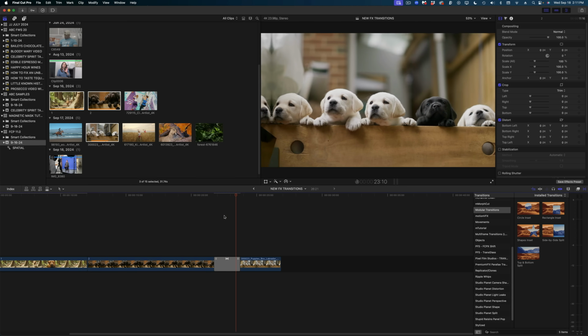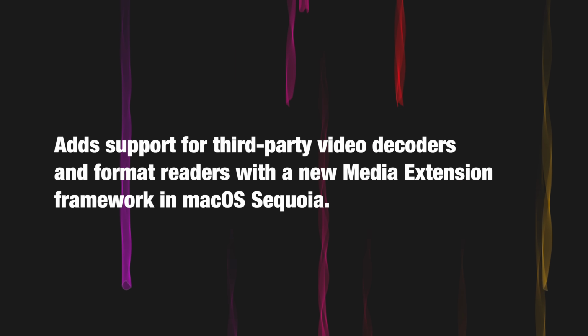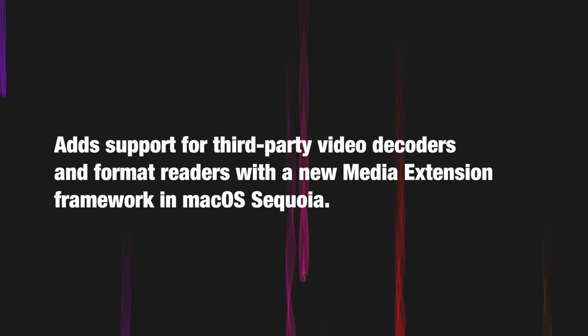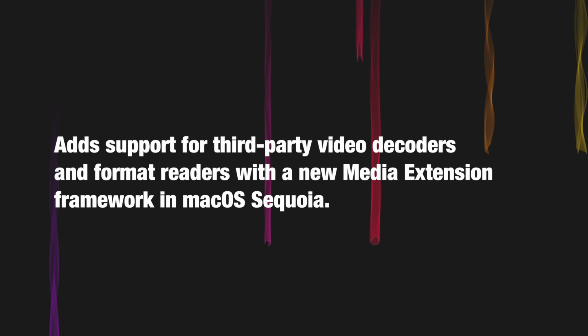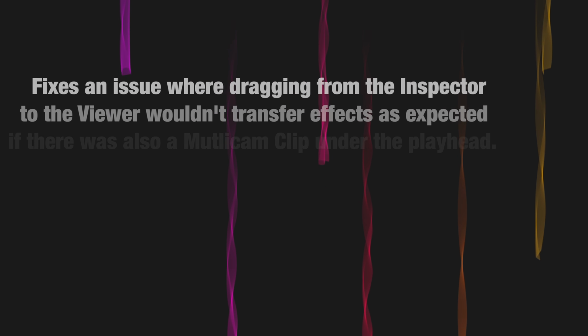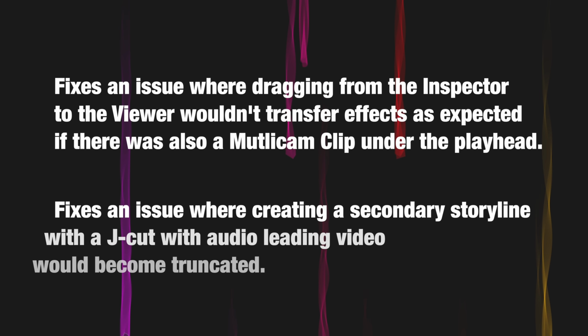In addition to these new effects and transitions, Final Cut Pro also added this support. I'm just going to put this word salad on the screen for you here. Basically, what this means is that Apple has given camera manufacturers the ability to create decoders that make their new codecs compatible with Final Cut Pro. This is great news for all Final Cut editors. And we also got a couple of bug fixes, which I'll put up on the screen here.